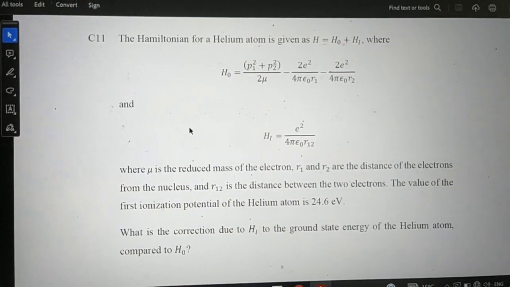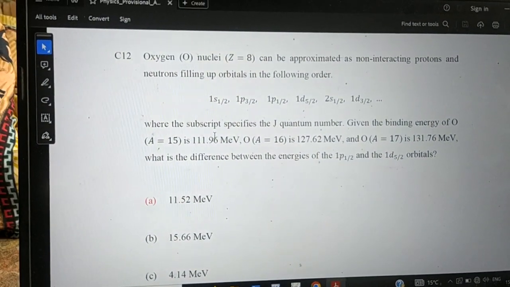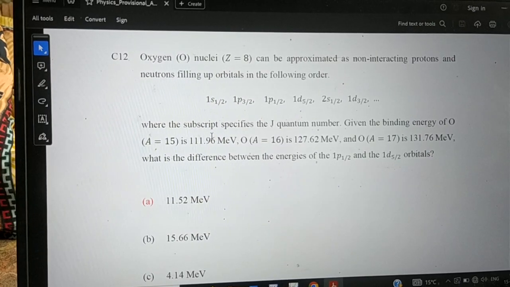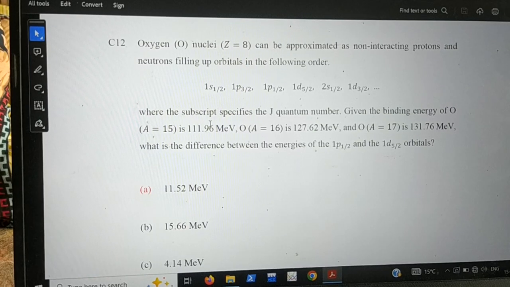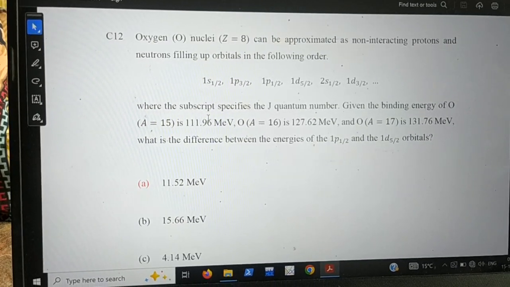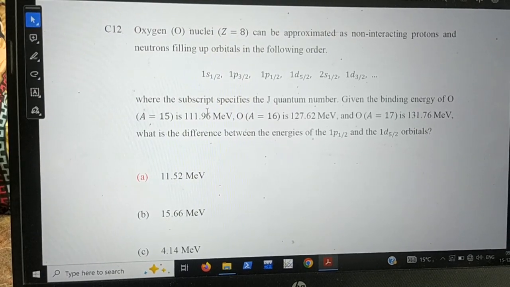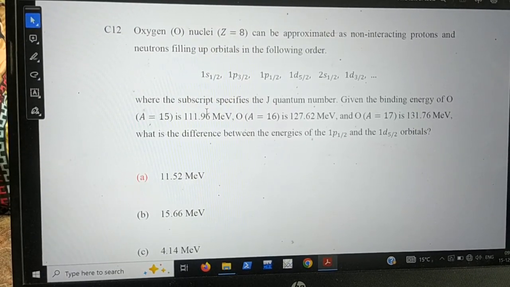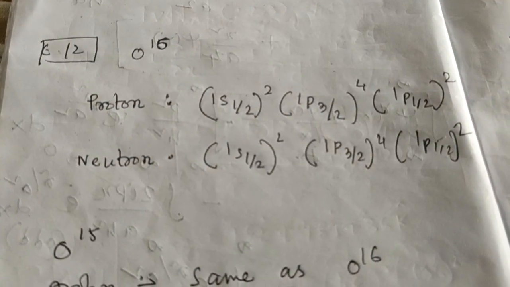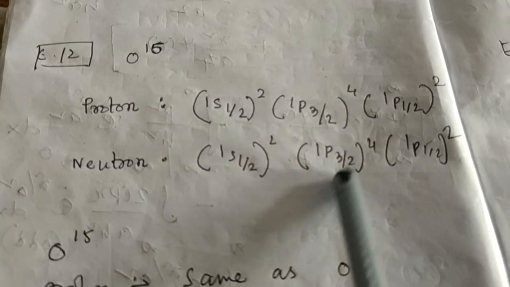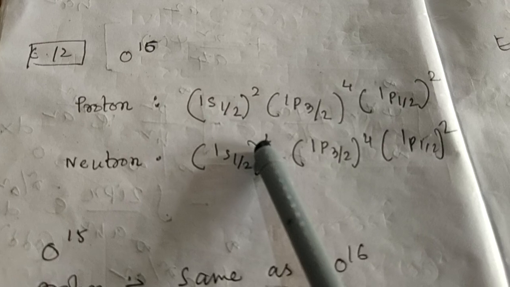Now, oxygen nuclei Z is equal to 8 can be approximated as non-interacting protons and neutrons filling orbitals in the following order. Now, given the energy of O15, O16, O17, what is the difference of the energy between the 1p1/2 and d5/2 orbitals? First, the O16 configuration. You fill up proton and neutron orbitals, and you will get this configuration, proton and neutron.